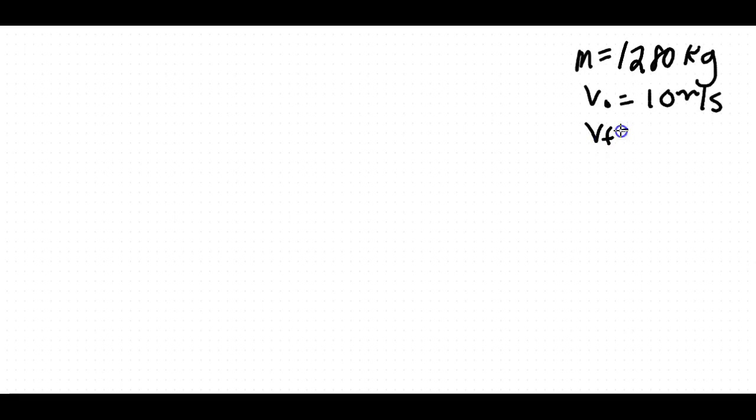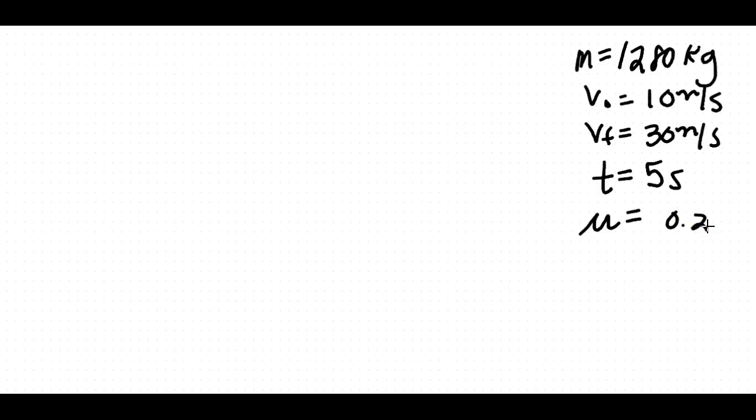So, what we know so far at the very beginning is that the mass is 1,280 kilograms. That's of all of the people in the car and the car itself. We know its initial speed is 10 meters per second. We know its final speed is 30 meters per second. And we're told that all of this happens in 5 seconds. And the coefficient of friction is 0.2.